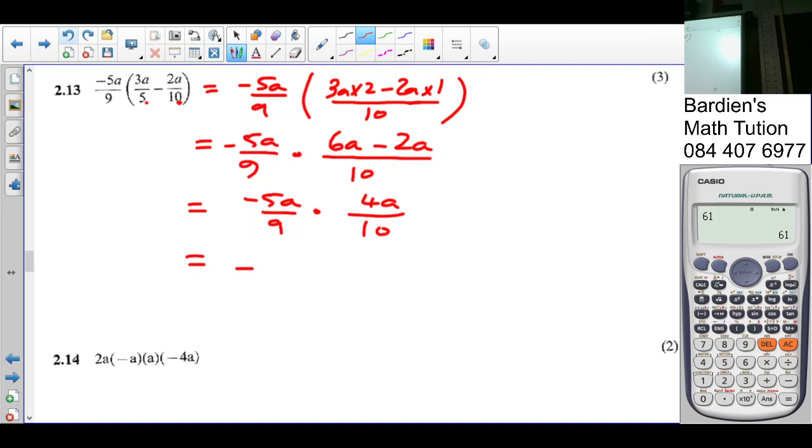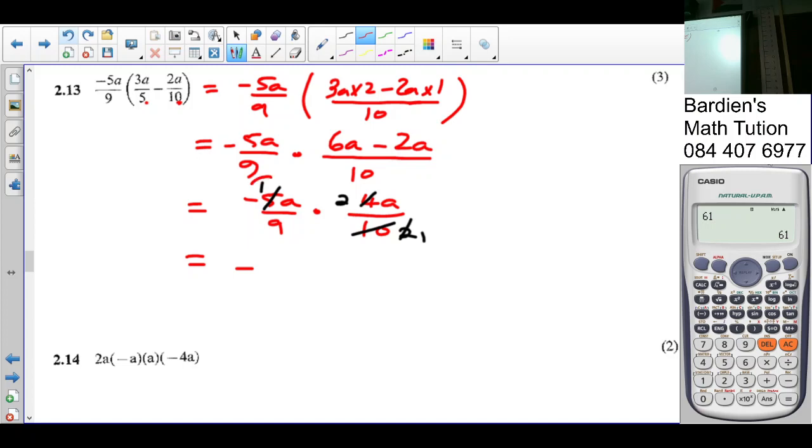What can happen now? 5 going into 5 is 1, simplify. 5 going into 10 is 2. Anything else can simplify? No. Can't the a's cancel? No. Why not? Yeah, one has to be numerator, one has to be denominator. Both these numerators here can't cancel. So the 2 and the 4, can anything happen there? 2 goes into 2 once, 2 goes into 4.